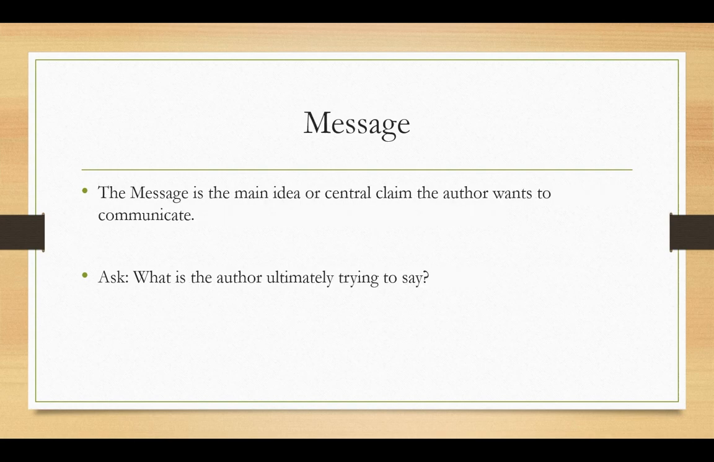Finally, we have the message. So the message is the main idea or central claim the author wants to communicate. So everything else we talked about, the speaker, purpose, the audience, context, and exigence, they all help us better understand the message. So when analyzing a text, the message is usually the big takeaway the author wants the reader to remember. So you can ask yourself, what is the author ultimately trying to say? What is he trying to communicate towards me?